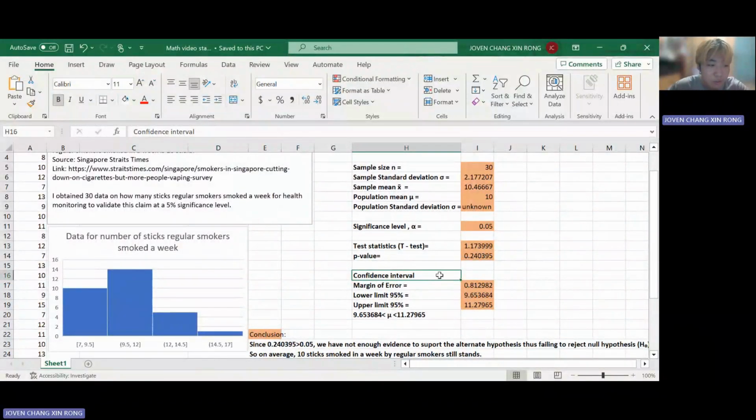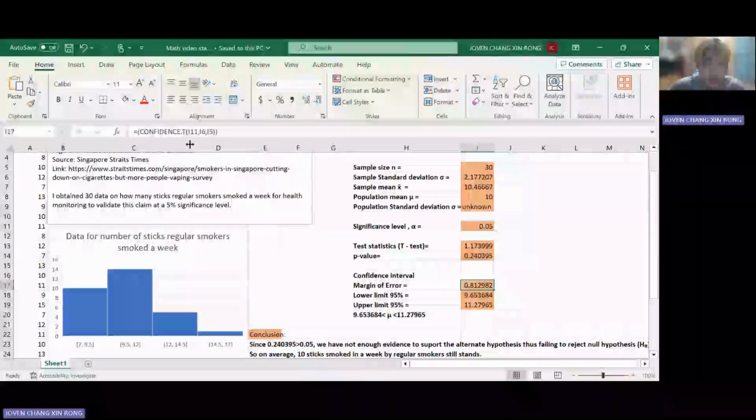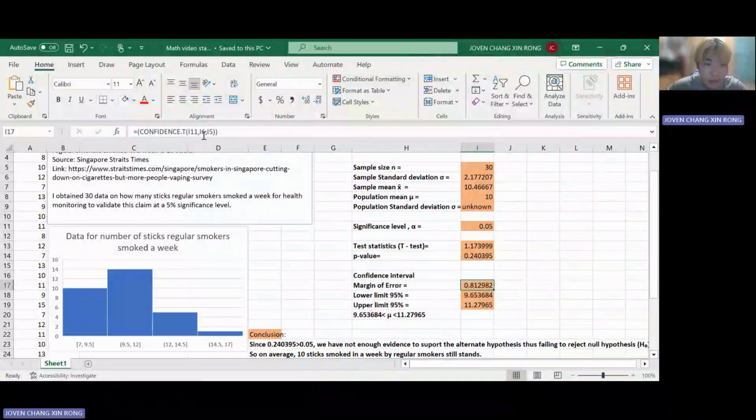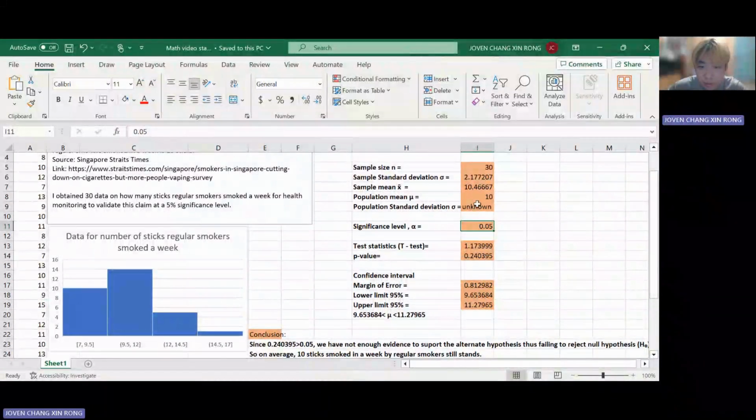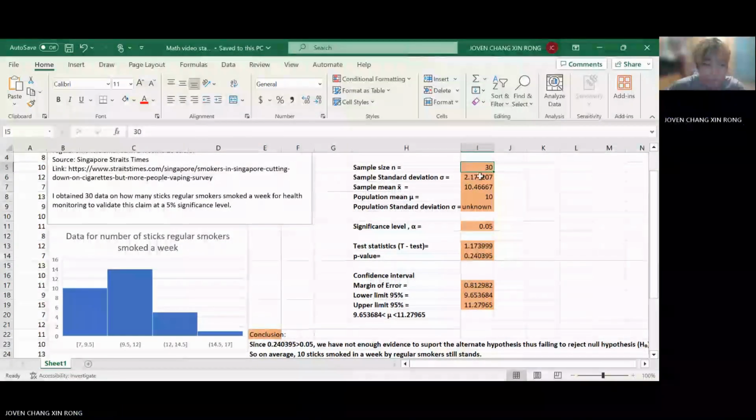Next is the confidence interval, which is the range of values from the sample data such that the true average is between the range. First, we need to find out the margin of error by using the Excel formula equals CONFIDENCE.T(I11, I6, I5), where I11 is my significance level, I6 is my sample standard deviation, and my sample size is I5.